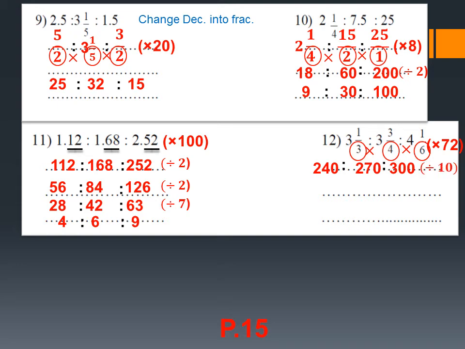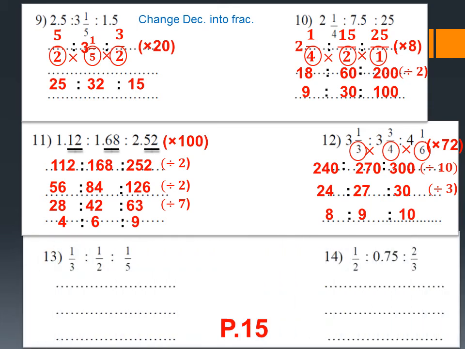That means we have 0 in the units place. We divide all of them by 10: 240 divided by 10 equals 24, 27, 30. So 24 to 27 to 30. Even, odd, even. Divide by 3. 24 divided by 3 equals 8. 27 divided by 3 equals 9. 30 divided by 3 equals 10. And this is the simplest form.